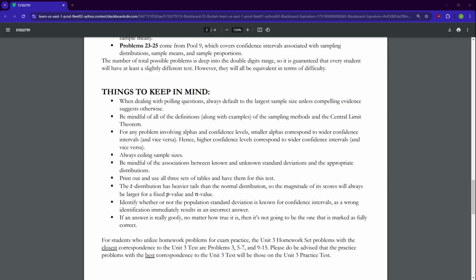So it is really, really important that you have all 3 sets of tables printed out to use for the test, and they do not count against your cheat sheet. So you can have them in addition to the cheat sheet, and you're welcome to write on them to work through the tables as need be for the test. There's nothing wrong with that at all whatsoever, and you will not be accused of cheating if you do that.